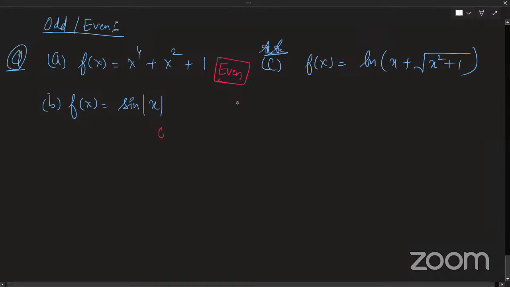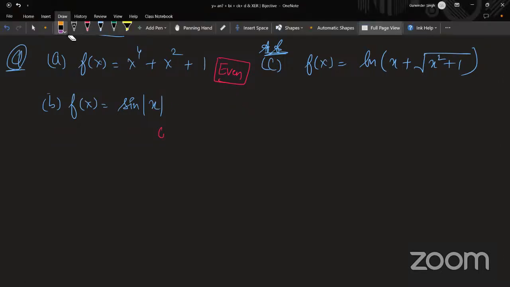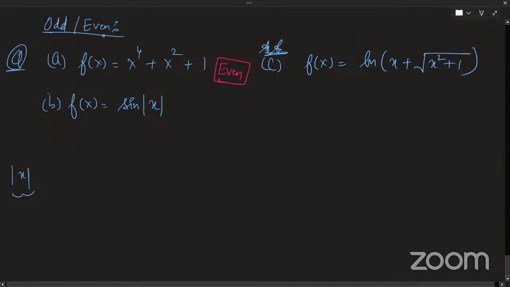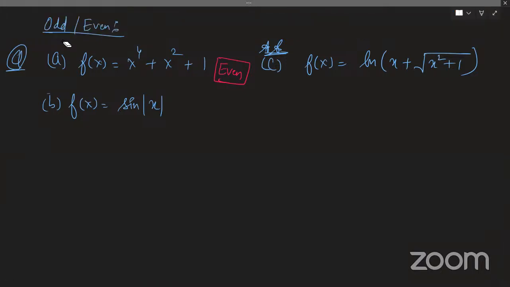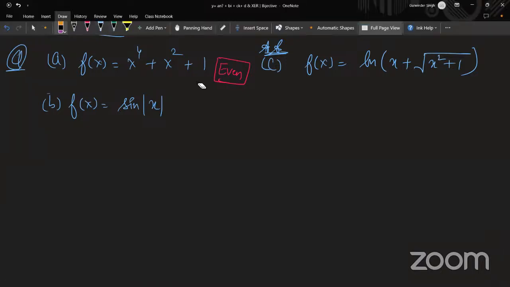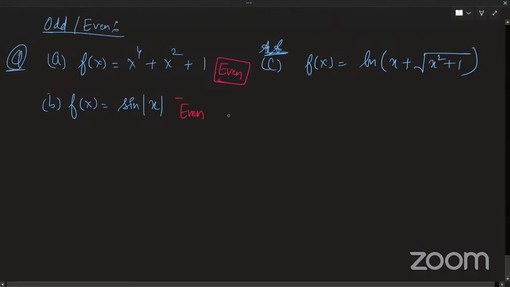Maybe I forgot to tell you something. Do you know what this means? Two parallel lines, mod. It is basically sine of mod x. It is not sine of x. Tell me, is it an odd function or even? It is even. Correct. Who was it, Gayatri or Bhavna? Ashrita, sir.